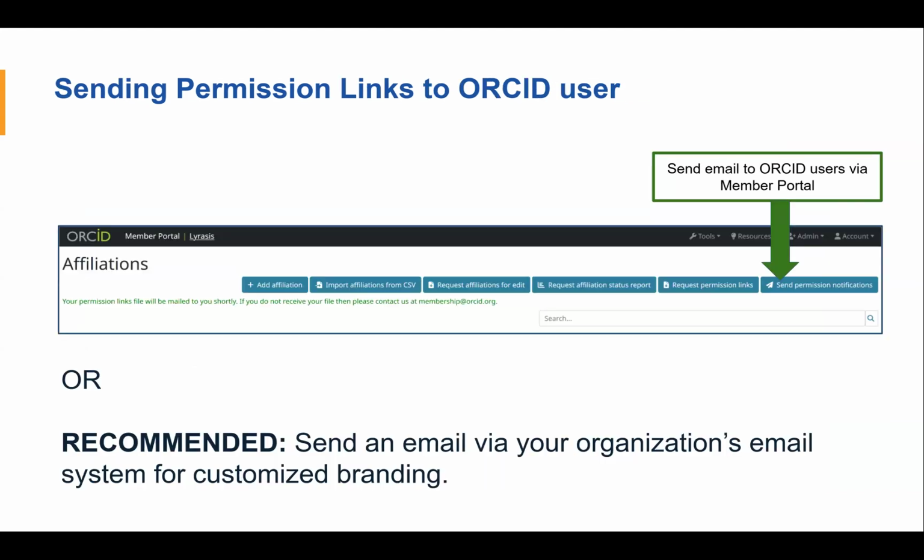So you will be able to send the permission links via either the member portal, or we always recommend to use your organization's email, so that way you can customize the email that you are sending to the ORCID users or to anyone that you want to push affiliation to. This way you can customize it with your own messaging, with your own branding, and the links as well. And I believe Sheila will show you how this will look like in a case study later on.